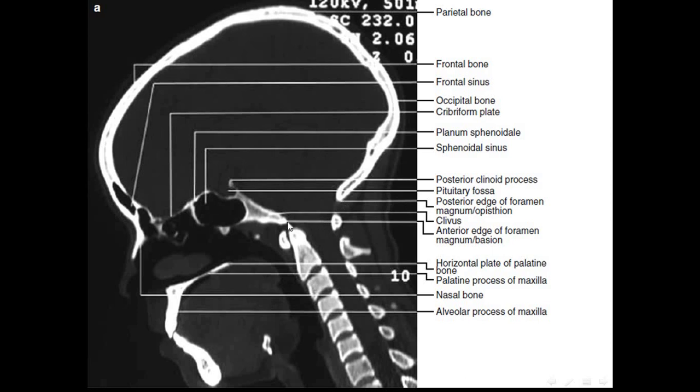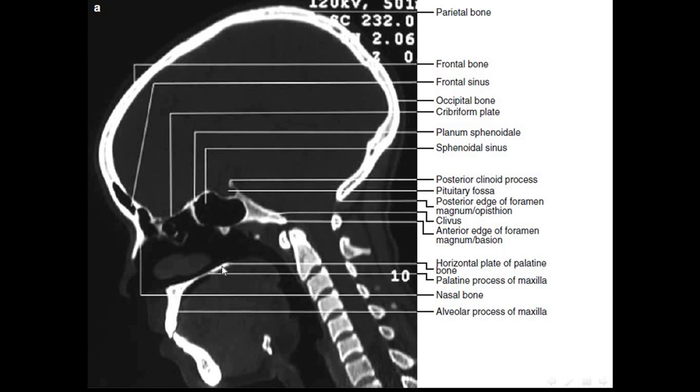The anterior edge is formed by the inferior end of the clivus. It's called the basion. And the posterior edge is formed by the lower end of the occiput, which is called opisthion. So when we want to evaluate the foramen magnum, we usually draw a line between basion and opisthion. So it's called the basion-opisthion line.